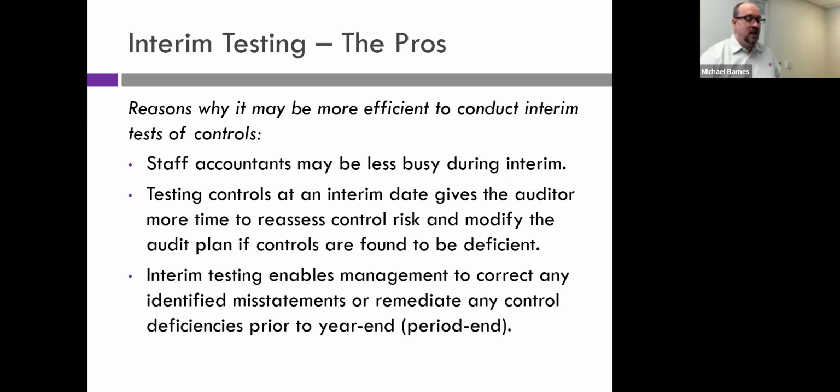Then finally, interim testing enables management to correct any identified misstatements or remediate any control deficiencies prior to year end. So we do test the controls, we find controls not working, and we tell management, look, your controls are not good. This could be problematic if we come to year end and they're still not working that way. This gives our clients, the managers of our client, a chance to fix the problems and say, you're right, we know that we've got problems during the year, but we can fix these problems and make them acceptable by year end. It won't fix the problems that occurred during the year, but at least we would have knowledge the control is operating effectively as of year end.